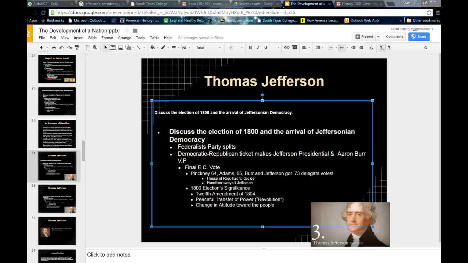What the election of 1800 constitutes more than anything is a revolution, and this is what Jefferson will call it. He will call it a political revolution, a bloodless revolution, as he would put it.